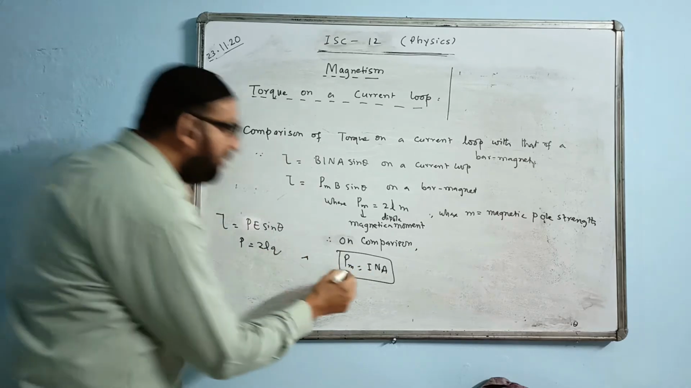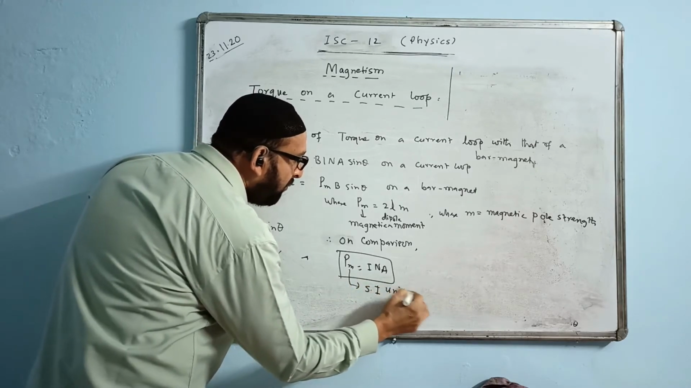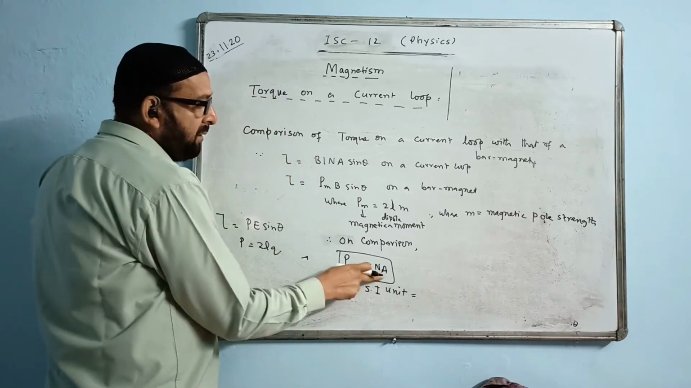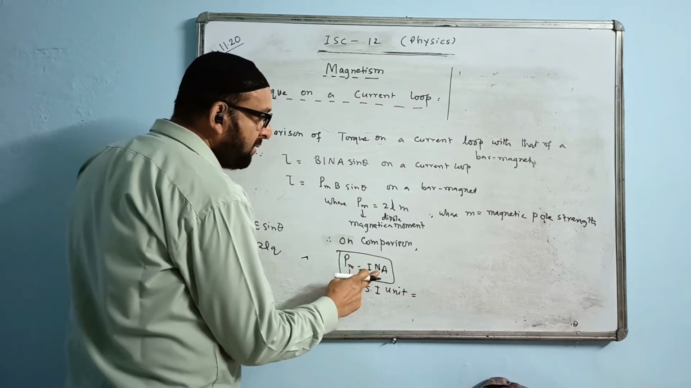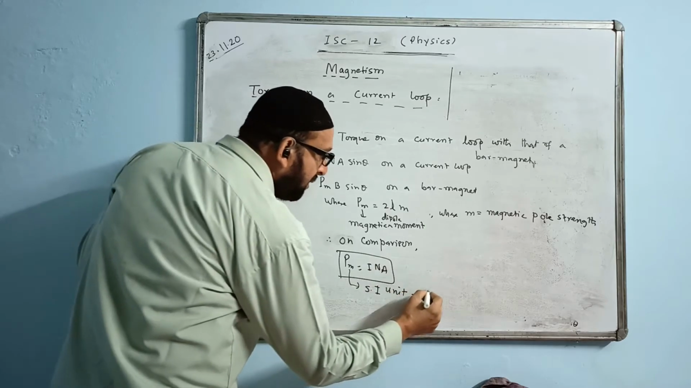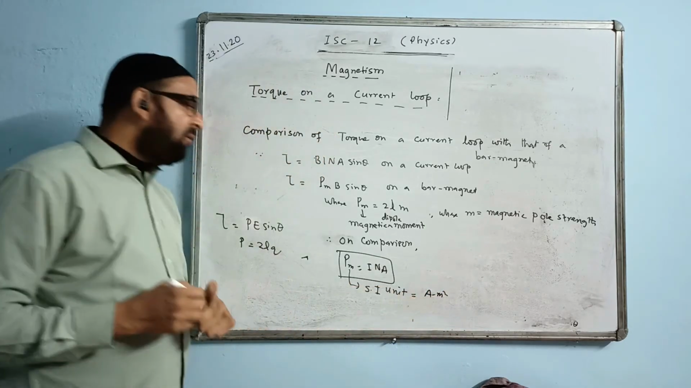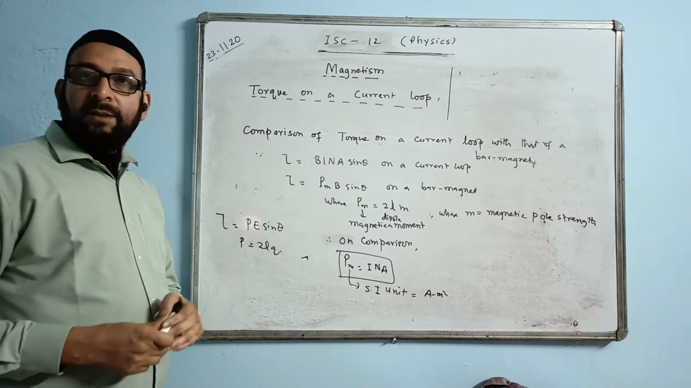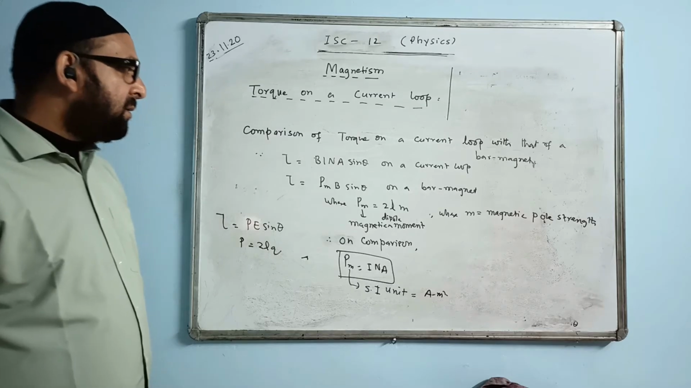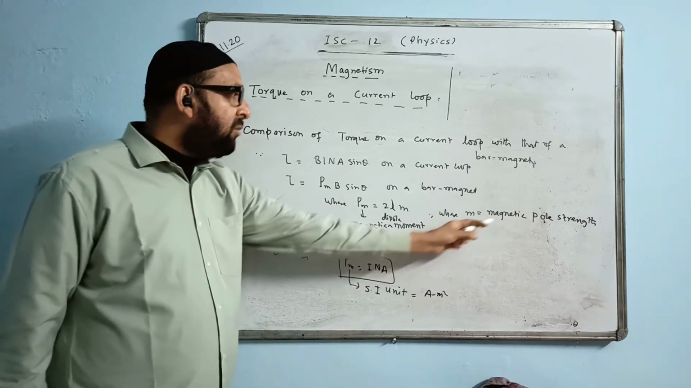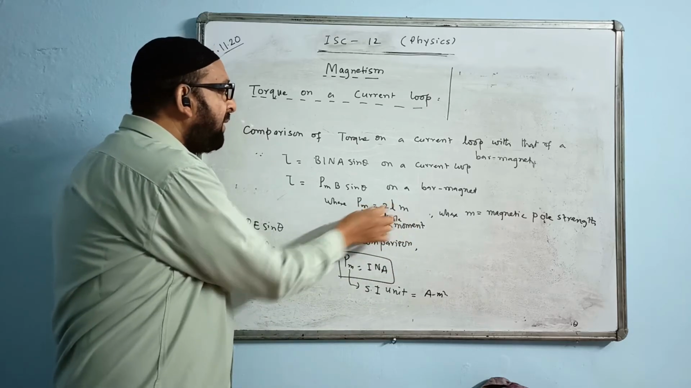And what will be the SI unit of P_m? You can check this equation, and from there you can find the SI unit. I is current, and the number of turns doesn't have a unit. Area is meter squared, so ampere meter squared, A m squared. The SI unit of magnetic dipole moment is ampere meter squared. And the SI unit of magnetic pole strength will be P_m divided by 2l.